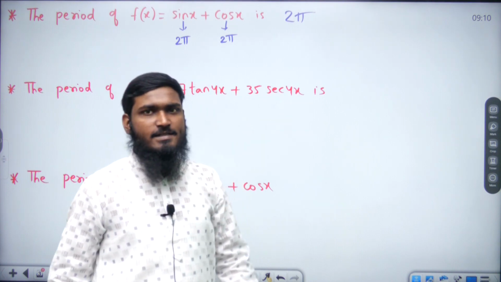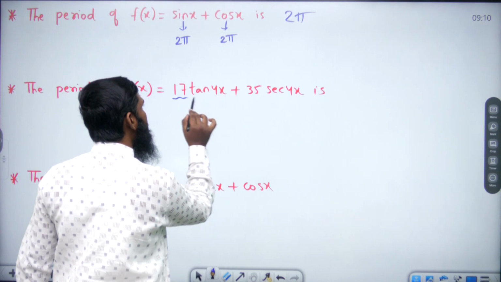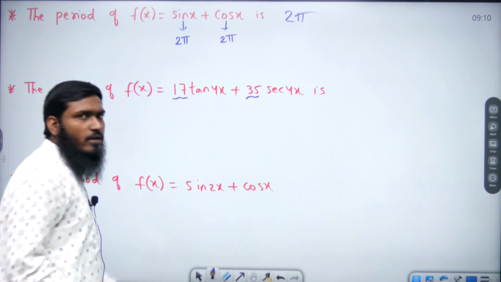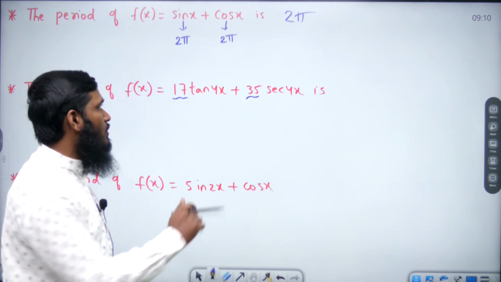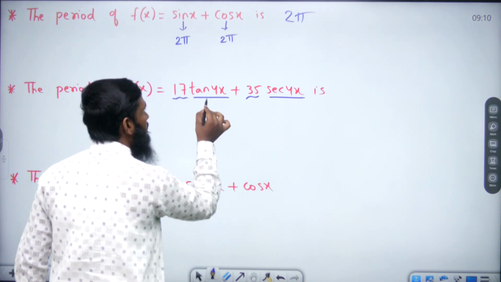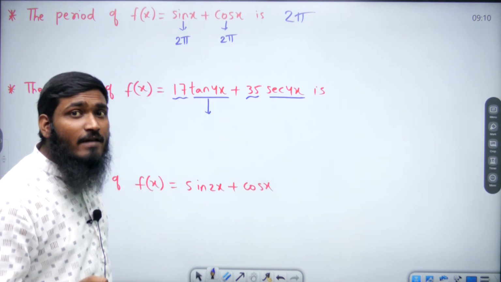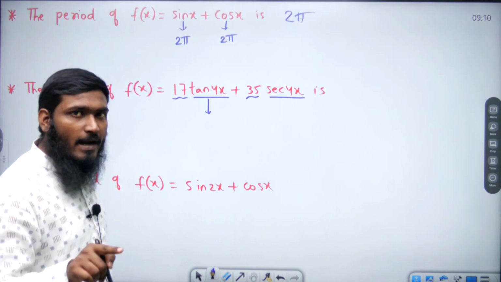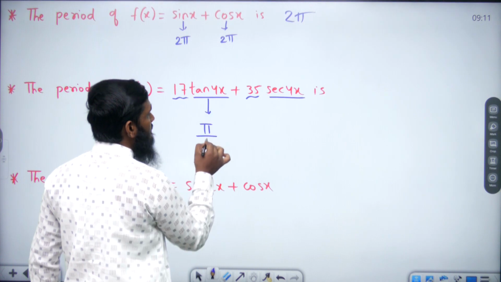Now next part, the period of f of x is equal to 17 tan 4x plus 35 secant 4x. Again, no need to concentrate on the constants, they will be as they are. We have to concentrate on the functions. So this is the function we are having, and this is the function we are having. Just now we discussed that for tan and cot, the T value is pi. So we write this as pi by, what is the value of a?